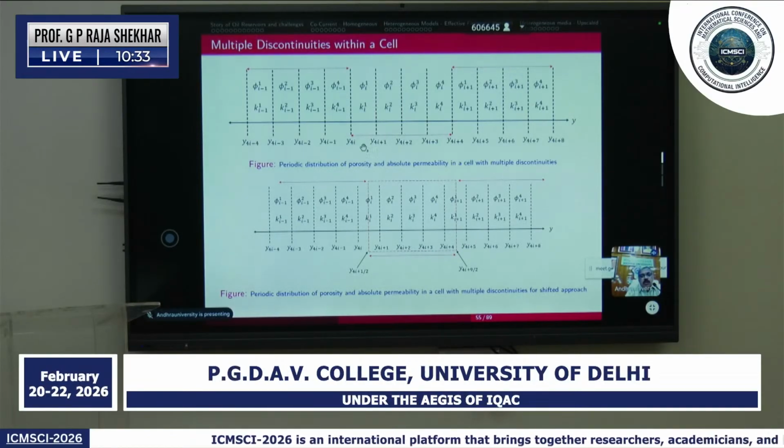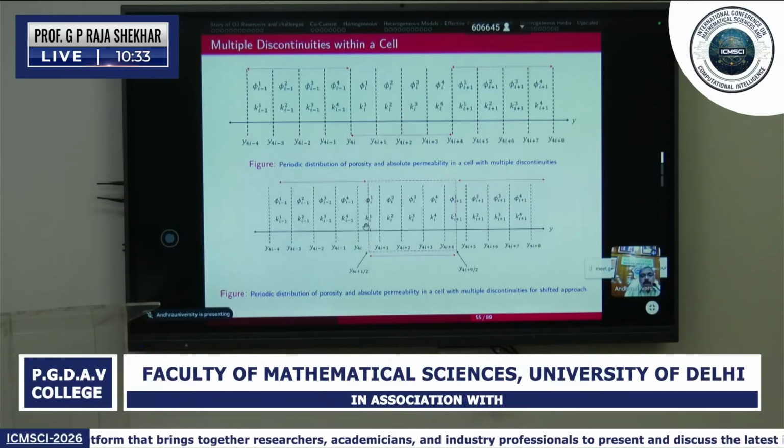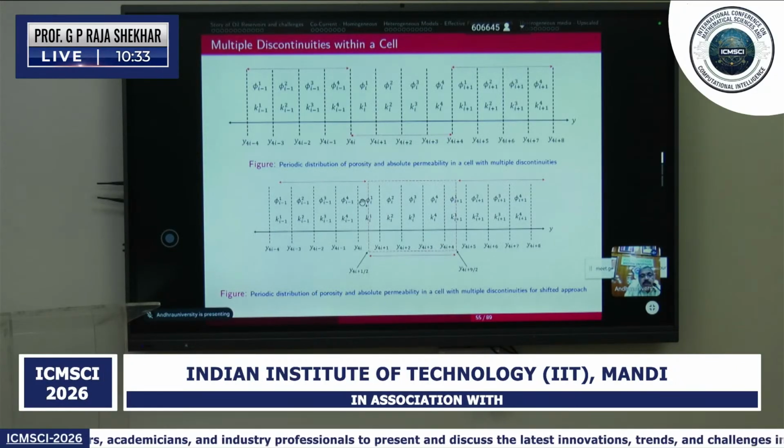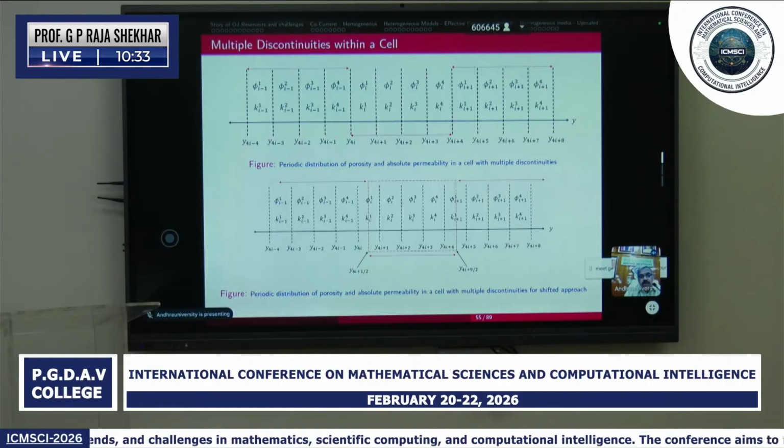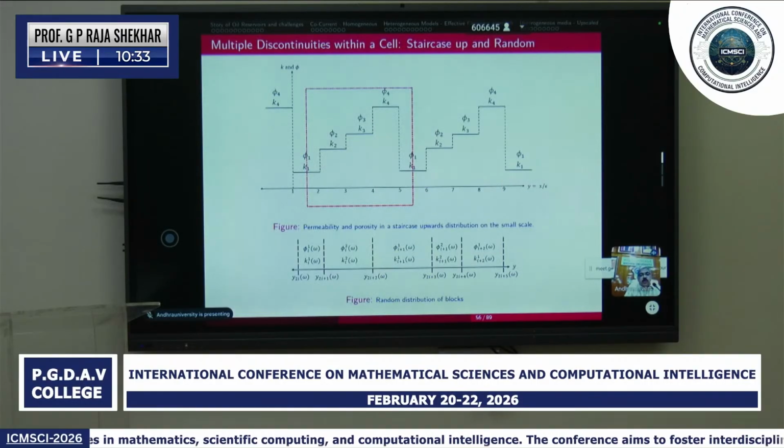So this we call the original approach. For computation purposes, we shifted it. You see, the block is now shifted. What is the advantage? In the computational block, half of it has 5_1, the other half has 5_1. So there is no discontinuity. So computationally, this saves so much. So we have two approaches.